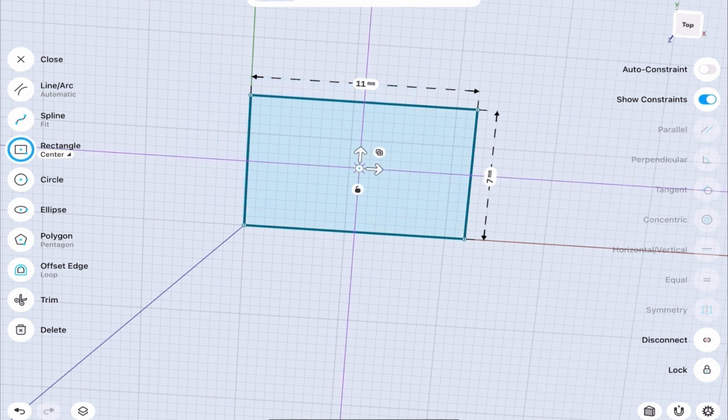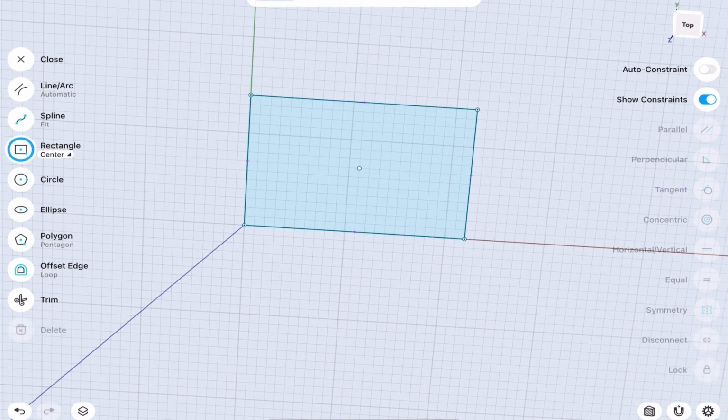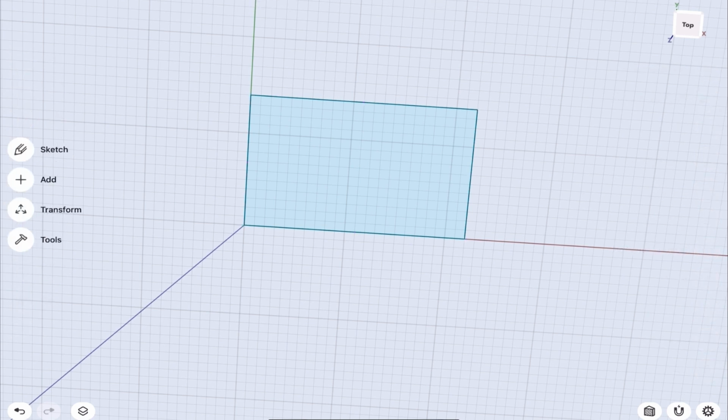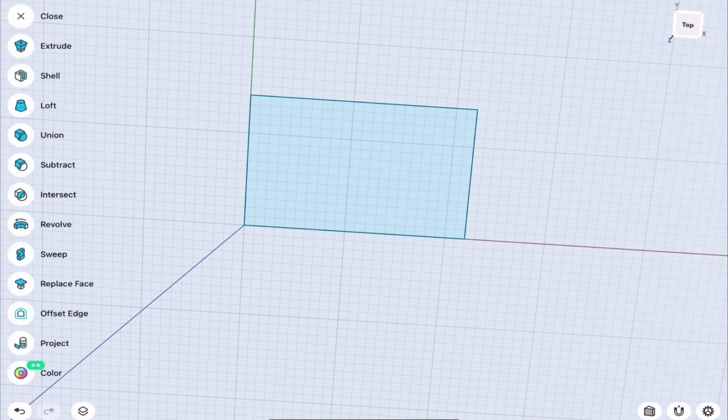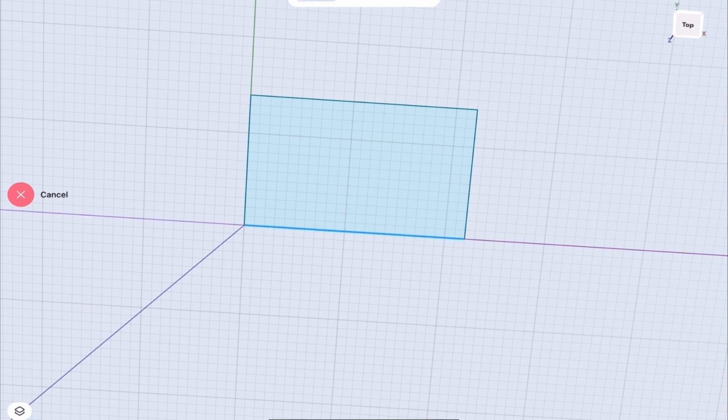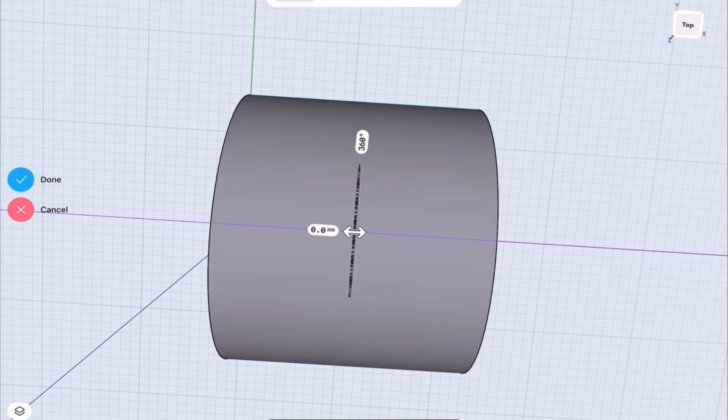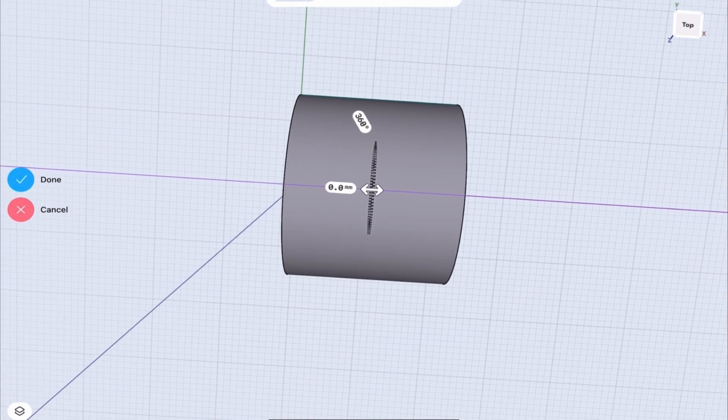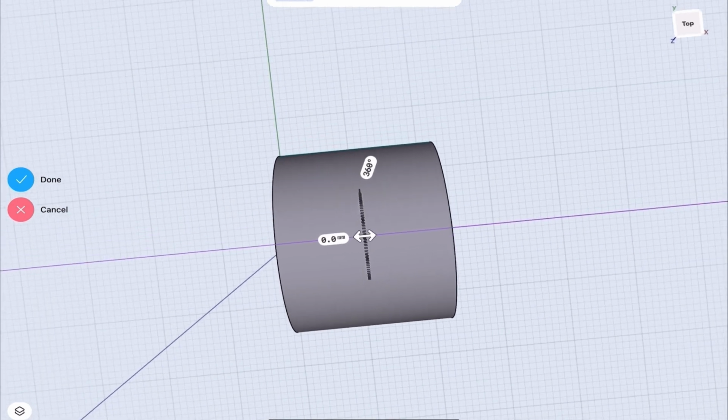Let's say we have a rectangle, so this is the area of the rectangle. If we rotate the area of the rectangle, a cylinder will be formed. Let's have a look from a different angle.